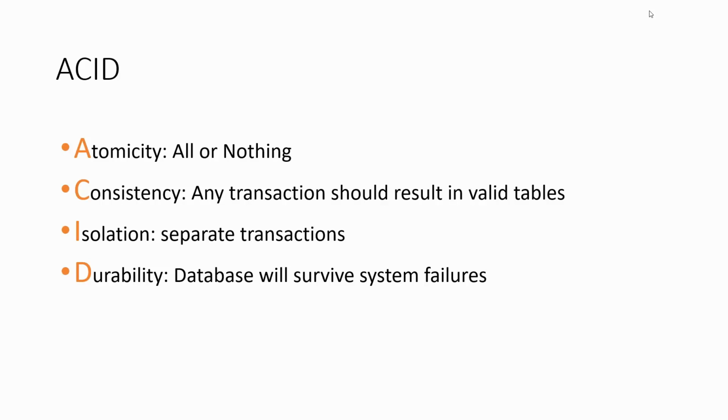This means that the concurrent execution of transactions leaves the database in the same state that it would have been if the transactions were executed sequentially. So that's really what isolation means. It's the main goal of concurrency control, and it depends on the method used and how it's achieved. The final one is durability, which means that the database will survive system failures. It's a guarantee that once the transaction has been committed, it will remain committed even in the case of a system failure.